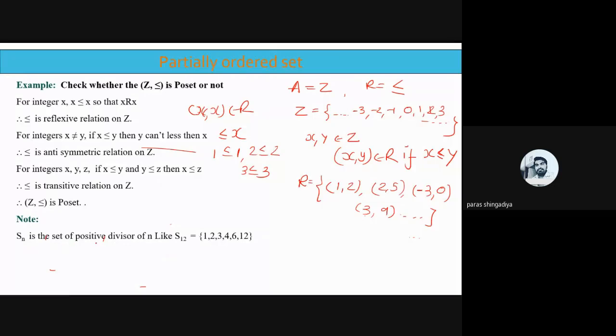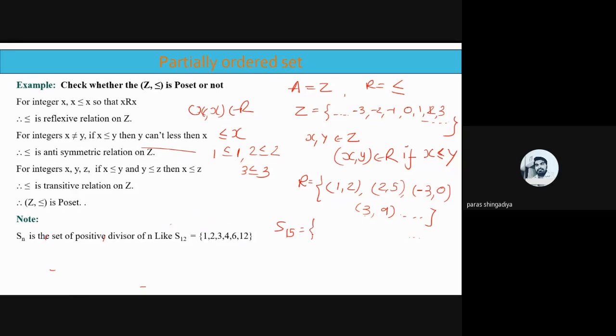Sn is the set of positive divisors of n. It means you have to start with 1, 2, 3, 4, 5, and so on, and check by which number the given number is divided. Here 12 is given, so 12 is divided by 1, 2, 3, 4, 6, and 12. So this is called the divisor set, the set of divisors.